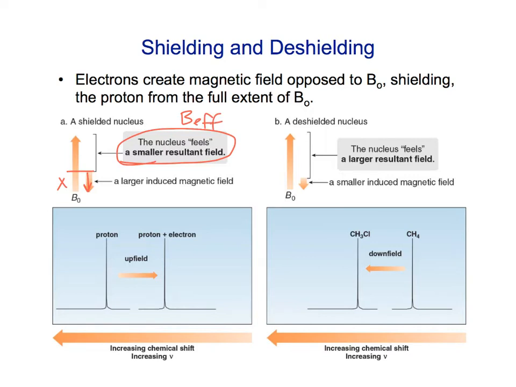So because it's experiencing less magnetic field, if we started here and the frequency increases going this way, this shielding would cause the signal to move to the right. Okay, and we call this upfield. All right, this would be the act of shielding.